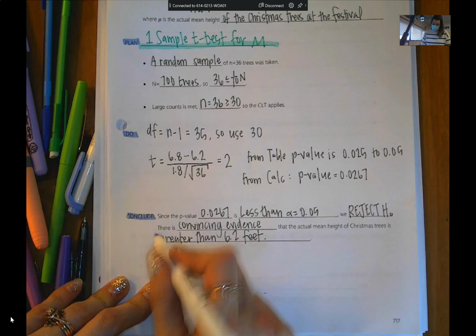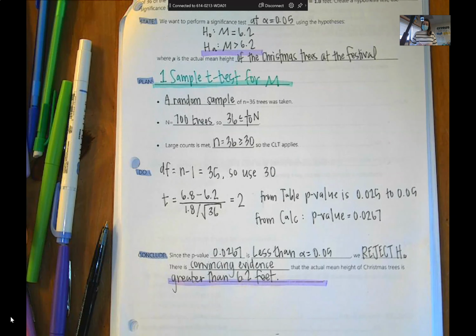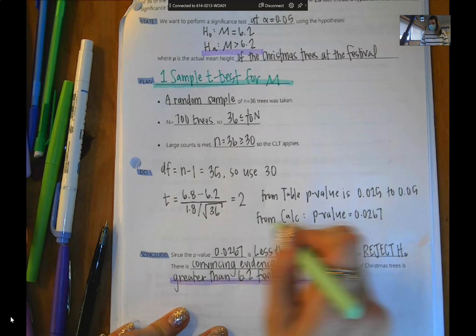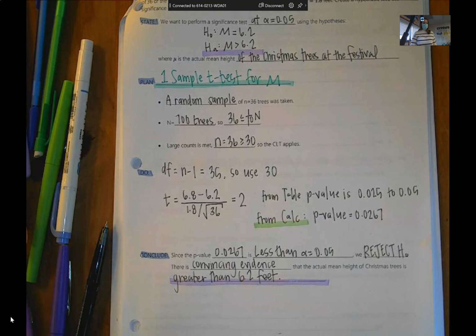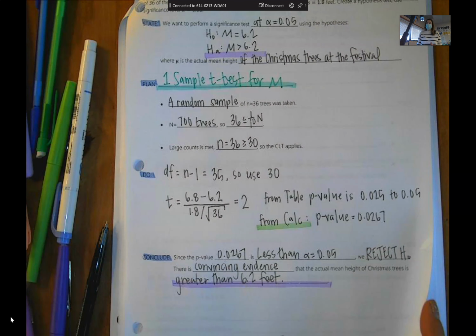So I have convincing evidence that the alternative is what's true. The other thing that I want to highlight is that if you give the value from your calculator, you have to specifically state on the problem that it's from your calculator. Even though they know the only way you can get that is from your calculator, you still got to say from your calculator. I don't know why. Okay, so that's an easier one.